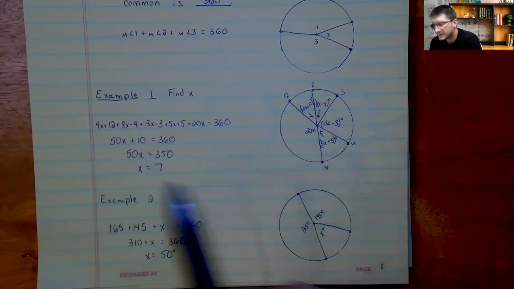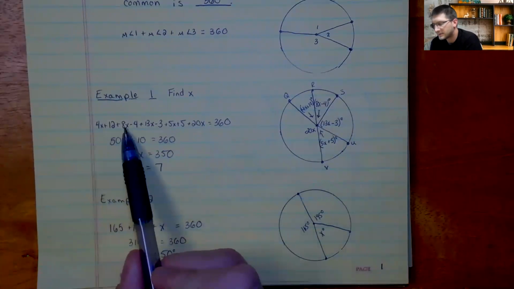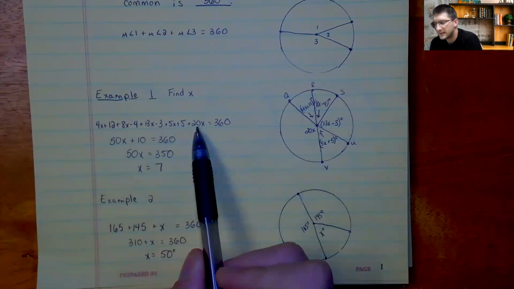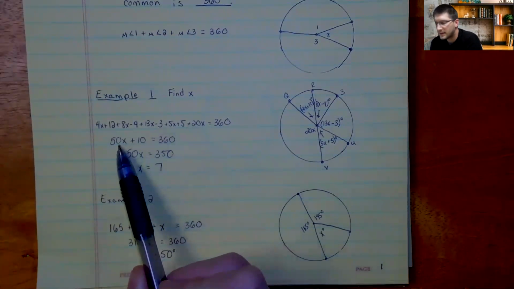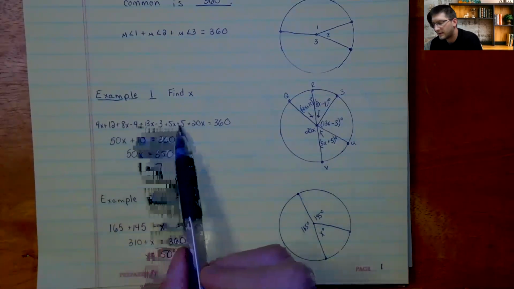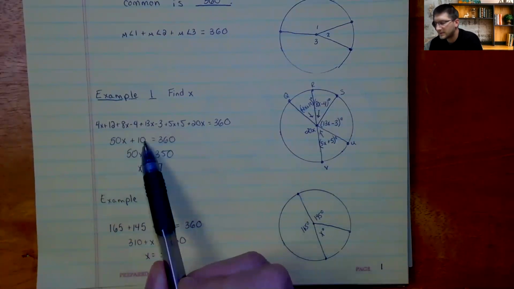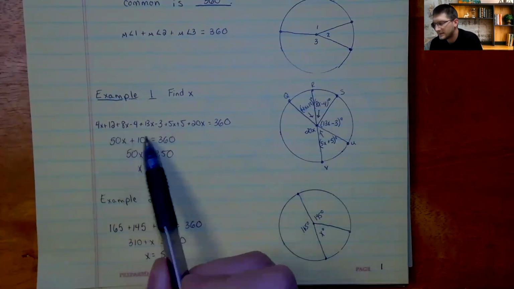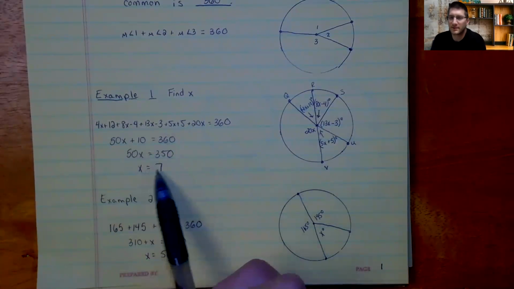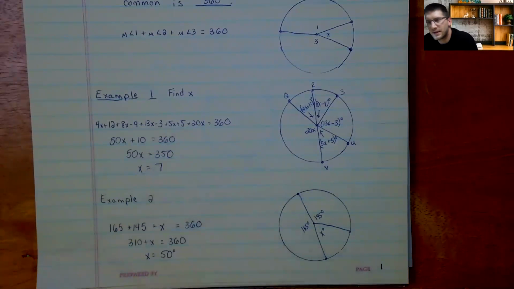So if I look at all the x terms, 4, 8, 13, 5, and 20, if I add all of those like terms together, I come up with 50. If I add my constants, 12, -4, -3, and 5, I get 10. So add that to 360, subtract the 10 over, divide by 50, you get x equals 7. Right, so not that bad. Add the central angles to 360 and solve.